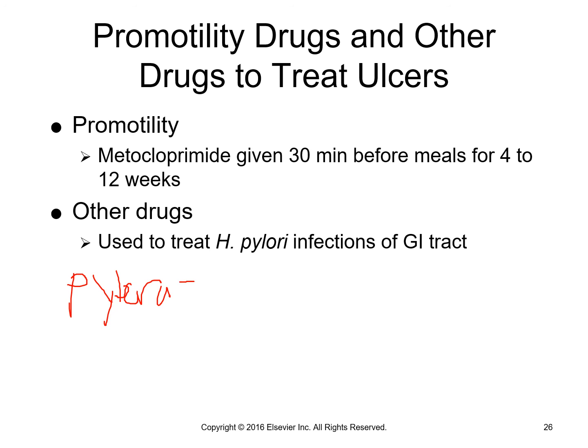Pylera is a combination of metronidazole, which is your Flagyl, and tetracycline, as well as bismuth. It's a drug that patients take for 7 to 14 days, depending upon the doctor's order. This helps to treat or kill the bacteria that causes ulcers, peptic ulcer disease caused by H. pylori.